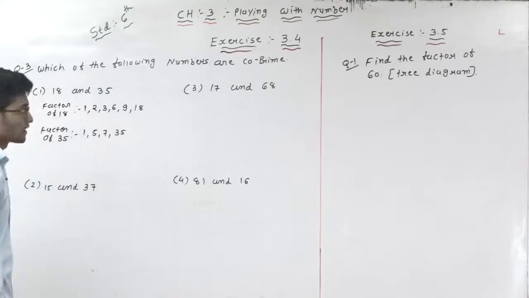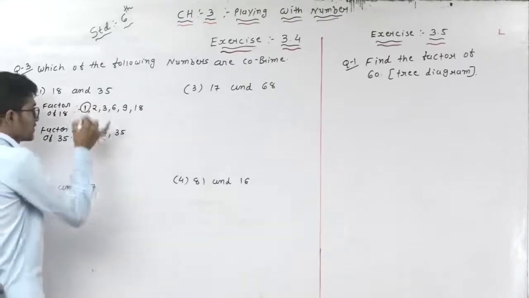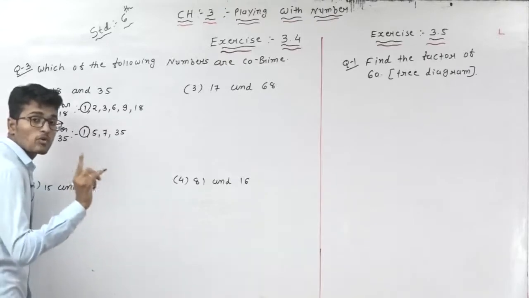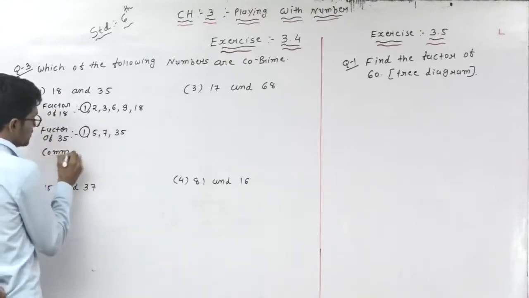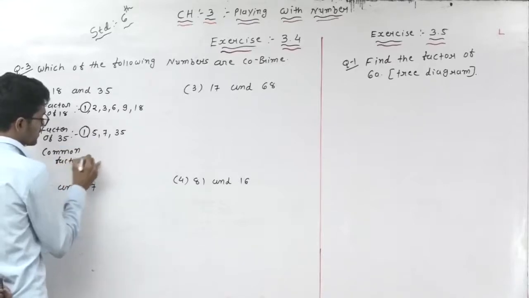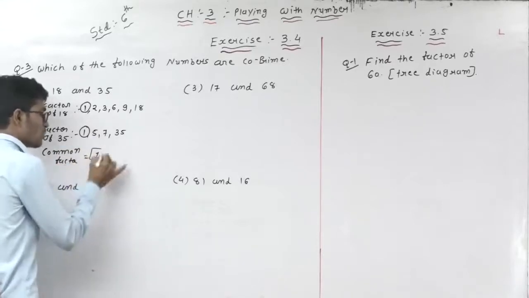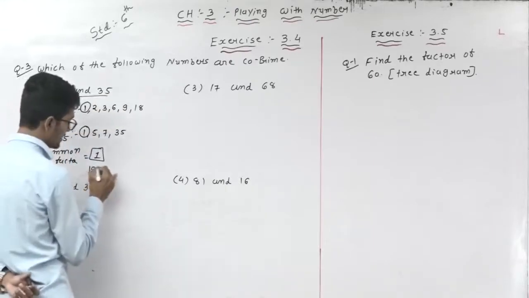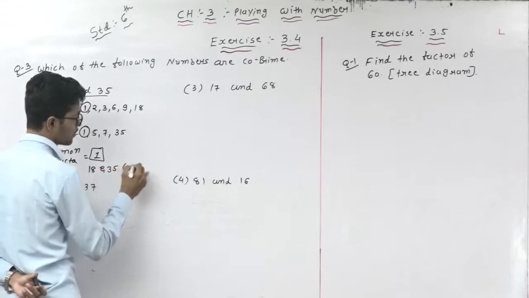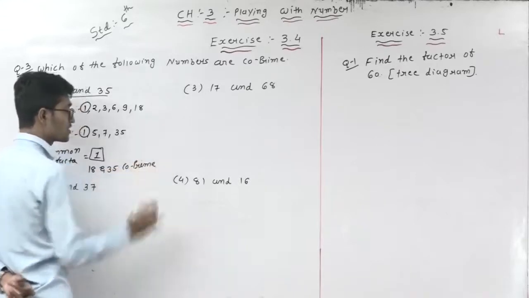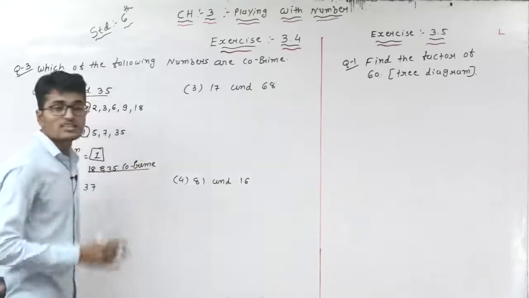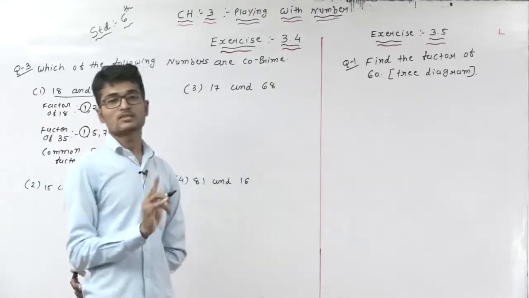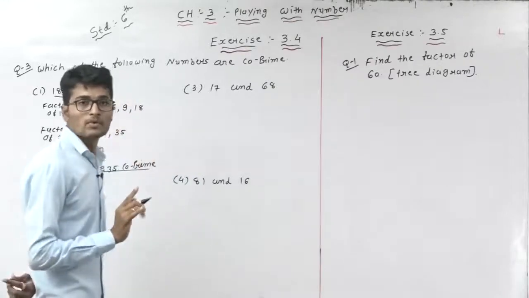Now find the common factor. So here the common factor is 1 and 1. No other common factor. This means 1 is the only common factor. So the common factor is equal to 1. Then 18 and 35 are co-prime numbers. Write down: 18 and 35 are co-prime numbers. Understand students, what is a co-prime number? A co-prime number means only one common factor, 1. This is a co-prime number.